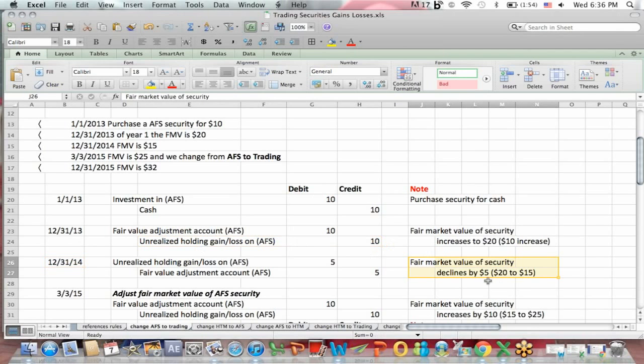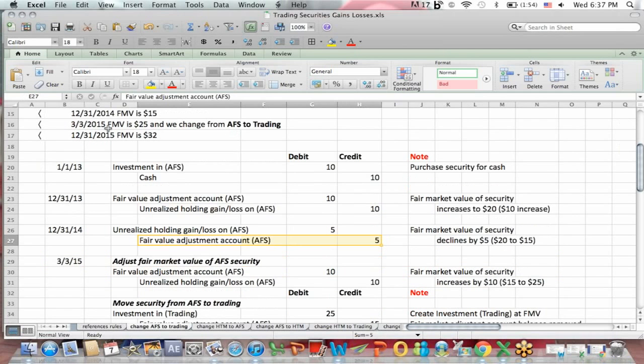On 12/31/14, the value of the security goes down by $5, from 20 to 15. We debit unrealized holding loss in this case. We credit fair value adjustment to reduce it. Then on March 3rd, the fair market value is now 25. It's $10 higher, and we change from available for sale to trading.